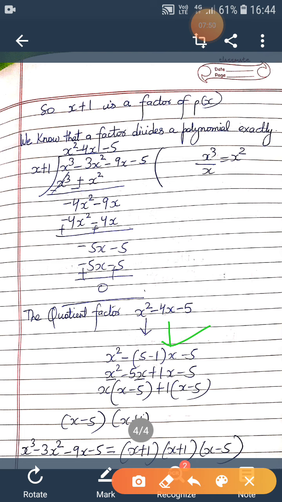Now we have x square minus 5x plus x minus 5, grouping them and then taking x common over here, x minus 5 plus 1 times x minus 5. So one factor is x minus 5 and the other factor is x plus 1. So finally we have three factors, x plus 1 two times and x minus 5. So we have factorized this cubic polynomial by finding one of the zeros of this polynomial.